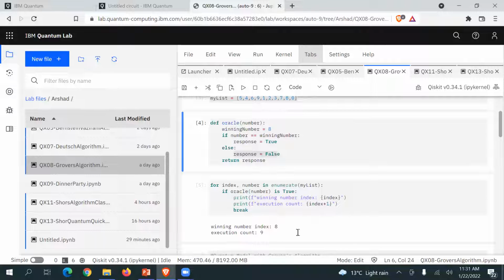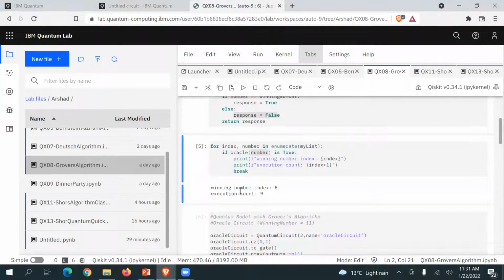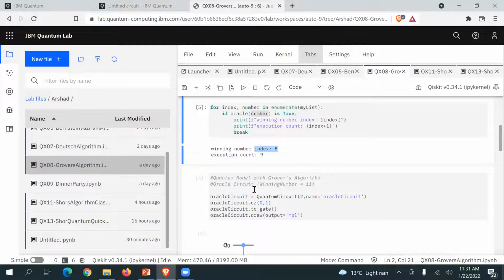What we are doing is looping through this list and passing the numbers one by one, and as soon as we get the winning number 8, we get a true from the oracle and it breaks the loop. So we find that the winning number is 8 and the execution count is 9. The execution complexity is O of n by 2, or O of n, we can say. It takes 9 iterations to find that 8. Now let's take the same thing into quantum.